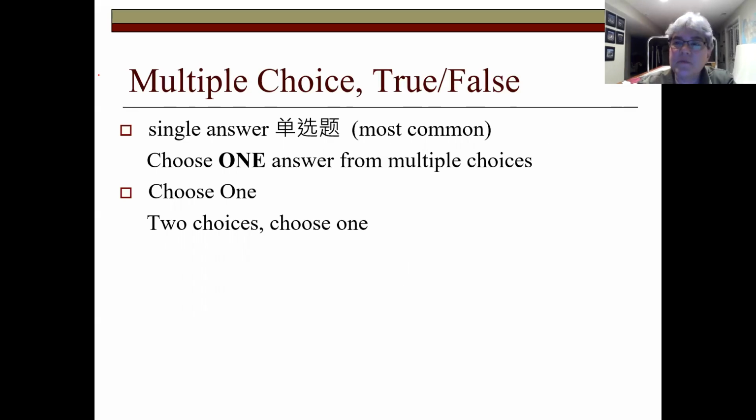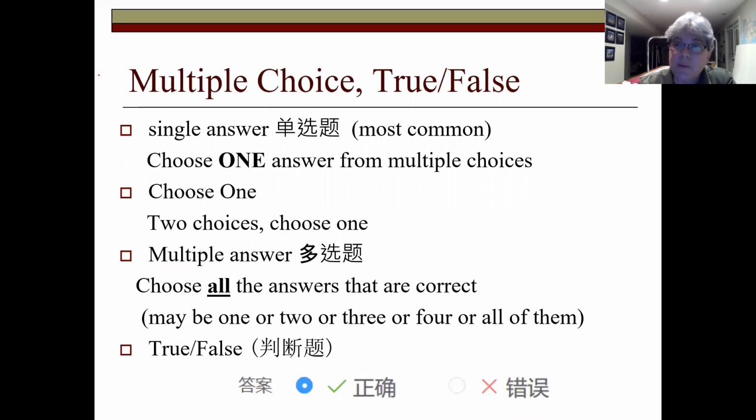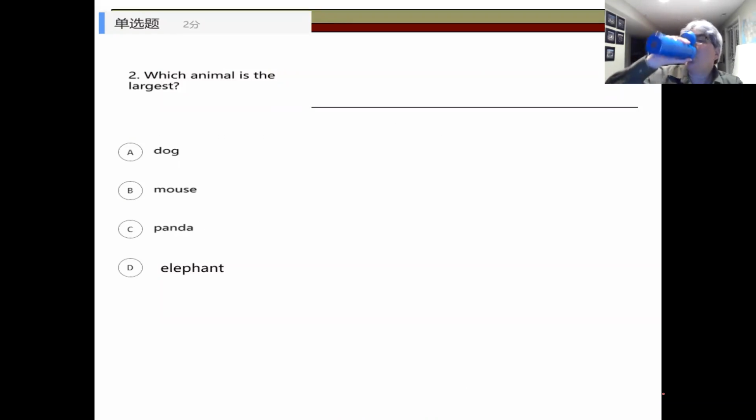All right, so the multiple choice, true, false. The single answer, those where you have many choices, you choose one. Or sometimes there's ones with just two choices and you choose one. Okay, the multiple answer, these are the ones where you have to choose everything that's right. It might be 1 or 2 or 3 or 4 or all of them. And then the true false will be a statement, and you have to mark whether it's true, which means check mark, or false with an X. Okay, so for example, on the last practice quiz, there was this question: which animal is the largest?